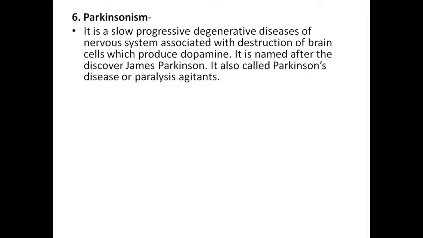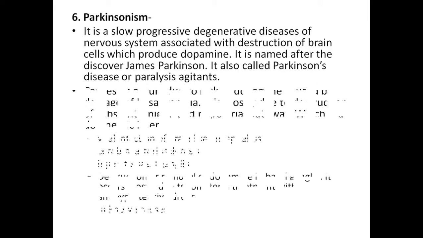Parkinsonism. It is a slow, progressive, degenerative disease of the nervous system associated with destruction of brain cells that produce dopamine. It is named after its discoverer, James Parkinson. It is also called Parkinson disease or paralysis agitans.